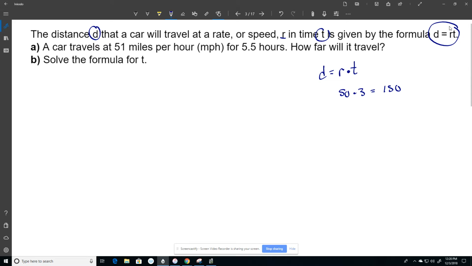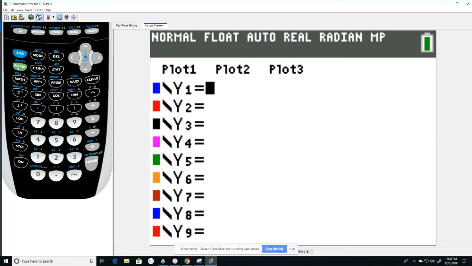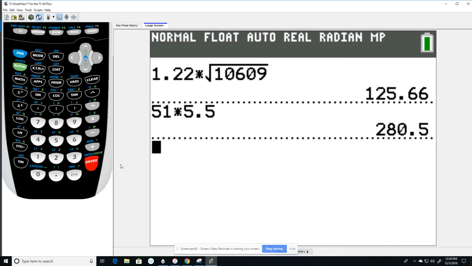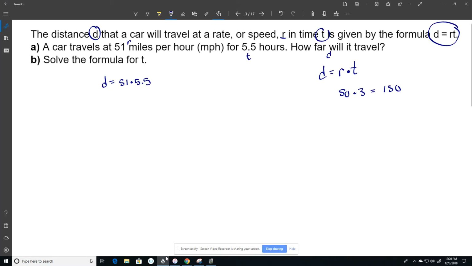Part A just wants you, if you're going 51 miles per hour, so that's my R, for 5.5 hours, that's my T, how far am I going to go? So what's the D equal? So D equals 51 multiplied by 5.5. And that's all I have to do is multiply those together. You can do it however you want. You can do 51 times 5.5 and you get 280.5. That's your distance. So that would be part A.